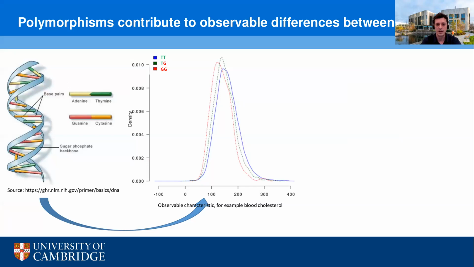Another important characteristic of polymorphism is that it can contribute to the observable differences between humans. Let's see one example here. We have one observable characteristic, for example, blood cholesterol. And in this plot, we have the distribution of blood cholesterol in 3 groups of people. The blue line identifies the distribution of cholesterol in people that have thymine, TT, in both chromosomes.